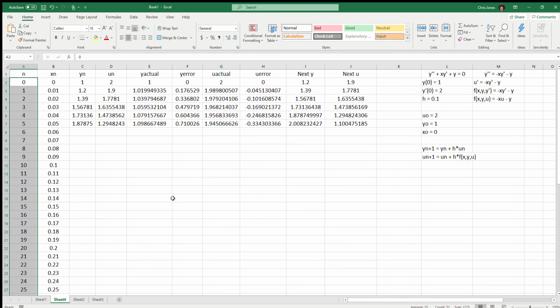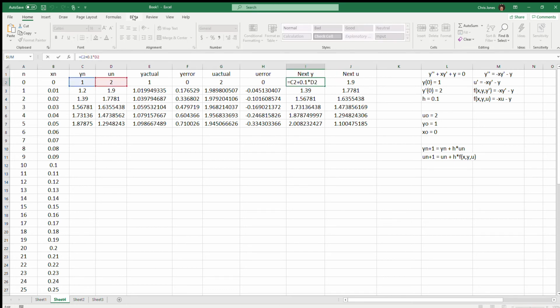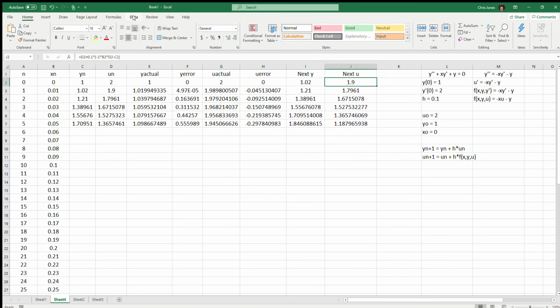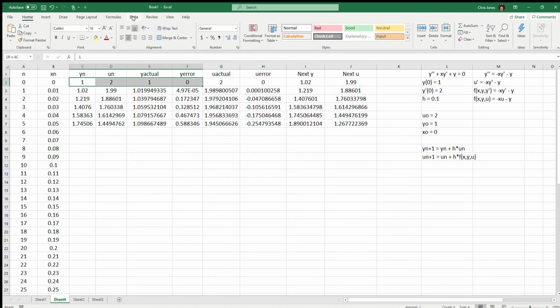So let's go up here. The only two cells that are affected by the step sizes are right here, next Y, next U. It's a pretty simplistic algorithm. So now we're going to do 0.01, and we're going to have 0.01 right here. Now let's drag everything. I'm just going to drag all of it, and let's see what happens.